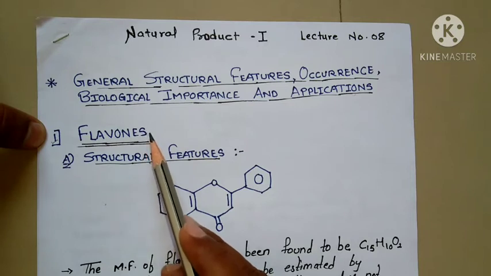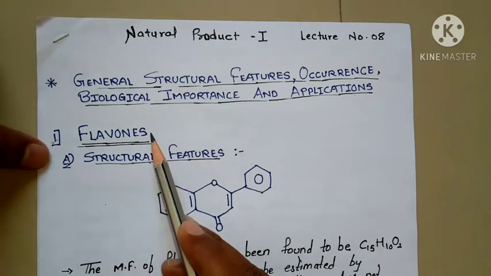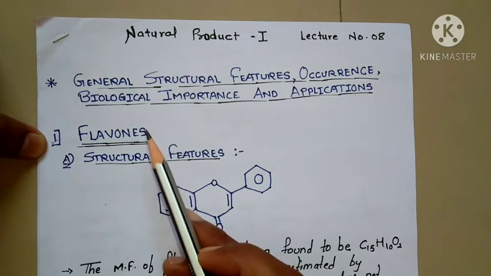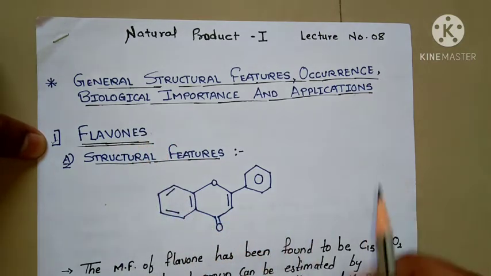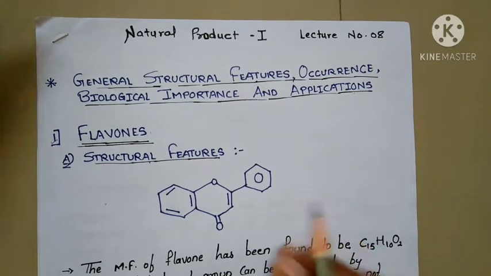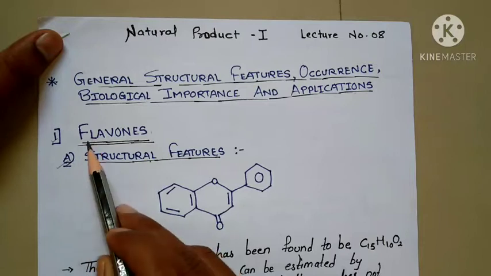This flavones is a natural pigment. What is meant by natural pigments? It is a naturally occurring coloring substance obtained in living organisms. Okay, so let us see the structural features of flavones.